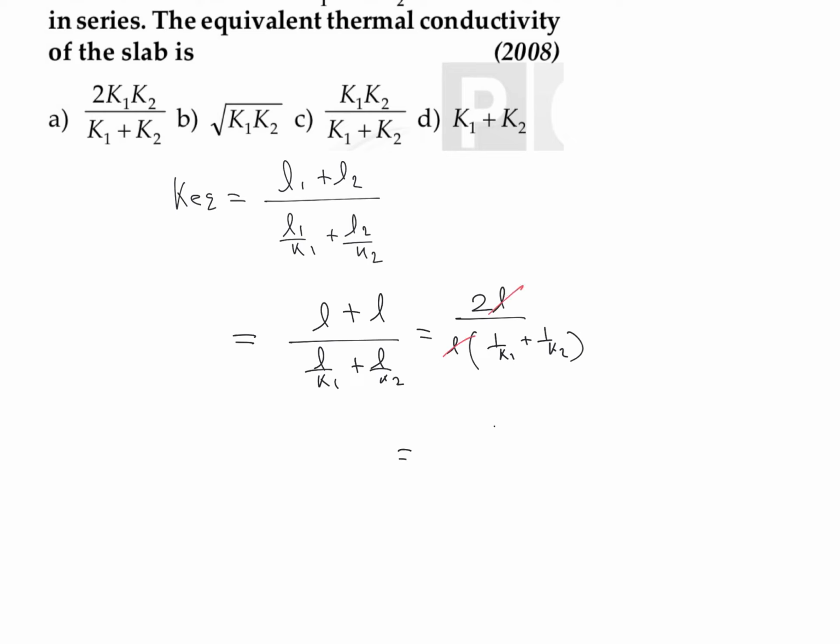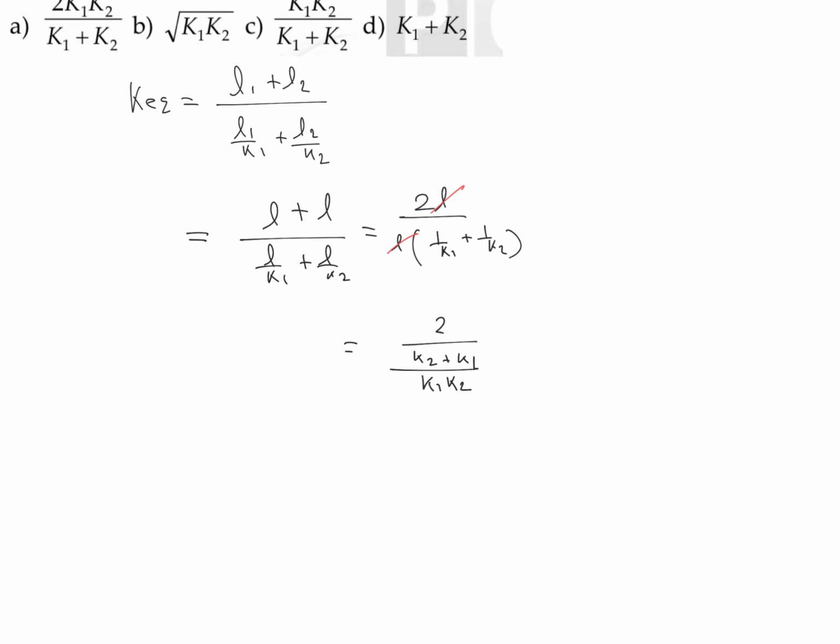So we can write this as 2 divided by, if I take K1 K2 as the LCM, K2 plus K1 over K1 K2, or we can write this K1 K2 in the numerator. So we can write 2 K1 K2 divided by K1 plus K2 as the value of K equivalent, or the value of the equivalent thermal conductivity.